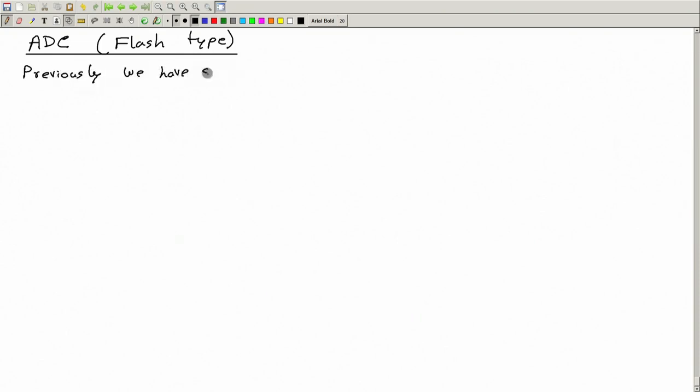I will finish this class after a bit of discussion on ADC, a new type of ADC, flash type. Previously we have seen what successive approximation type, or linear or digital ramp type, etc.